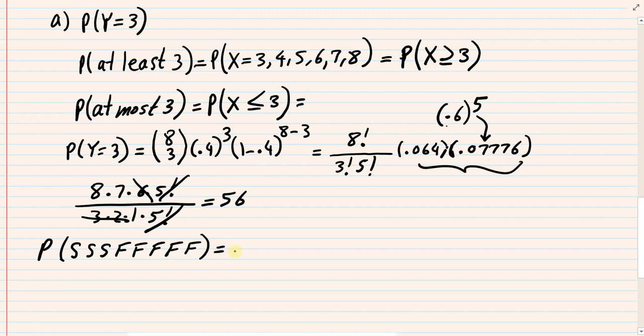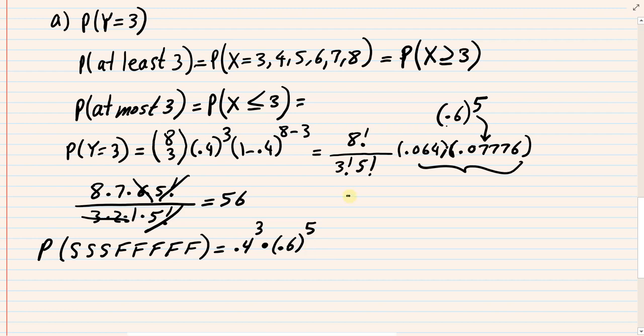That probability is going to be 0.4 cubed. Notice I have 1, 2, 3 successes, and by virtue of independence we multiply those, you get 0.4 cubed times the failures, which are 0.6, and we got 1, 2, 3, 4, 5 of them, so it's like 0.6, 0.6, 0.6, 0.6, 0.6, 0.6 to the fifth. So a very specific sequence of successes and failures in this case has this probability, and 56 is how many of them there are.